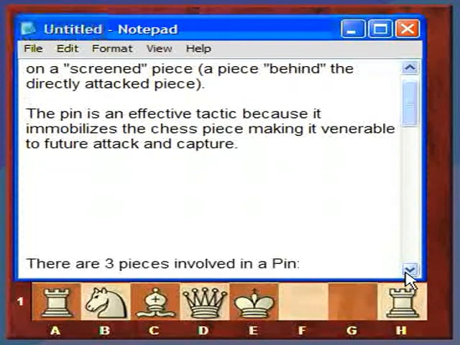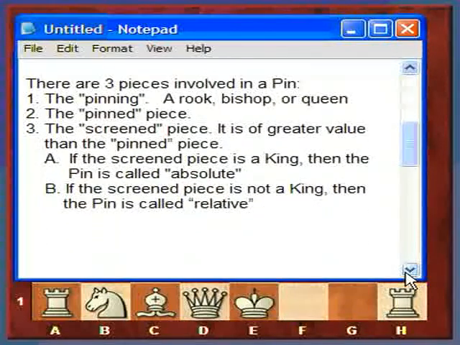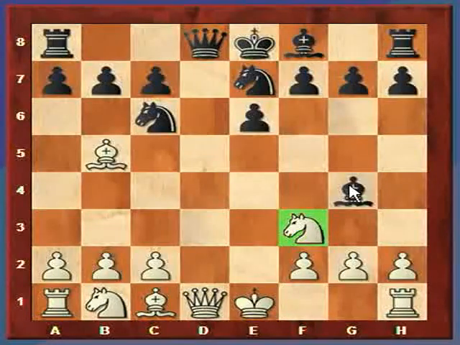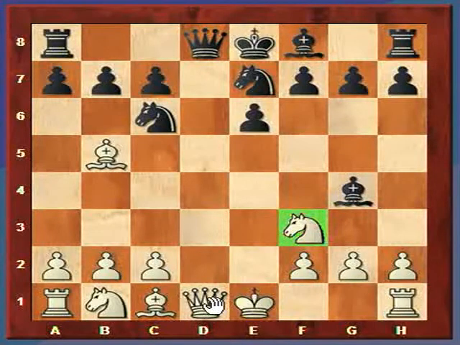Now let me continue the lecture by saying, basically the pin always involves three pieces. The pinning piece, and in our case it was the bishop, and actually only a rook, a bishop, or queen can be the pinning piece. The pinned piece, and in our case it was a knight, and the screened piece, which is of greater value than the pinned piece. Okay, so in our situation, we had the pinned piece, the knight, the pinning piece, the bishop, and the screened piece, the queen, which was of greater value than the knight.